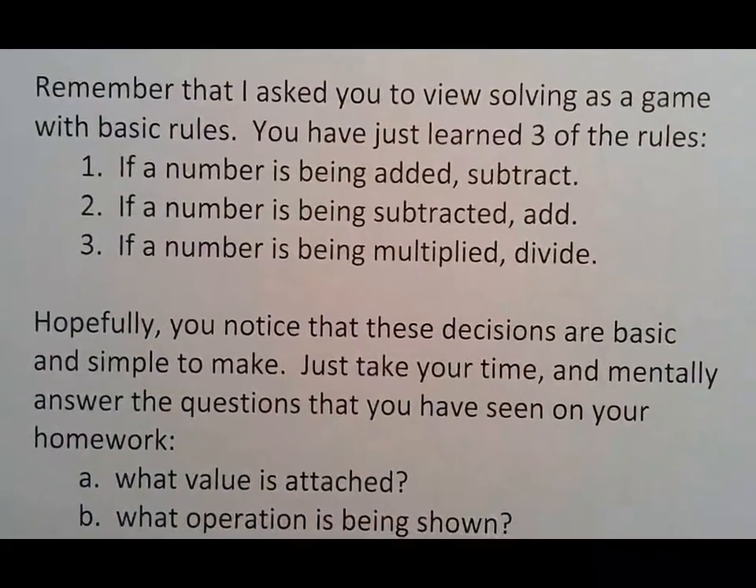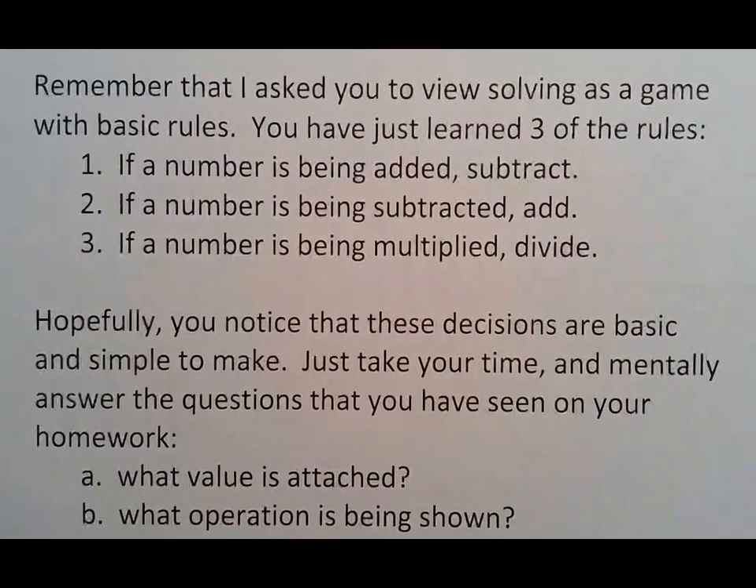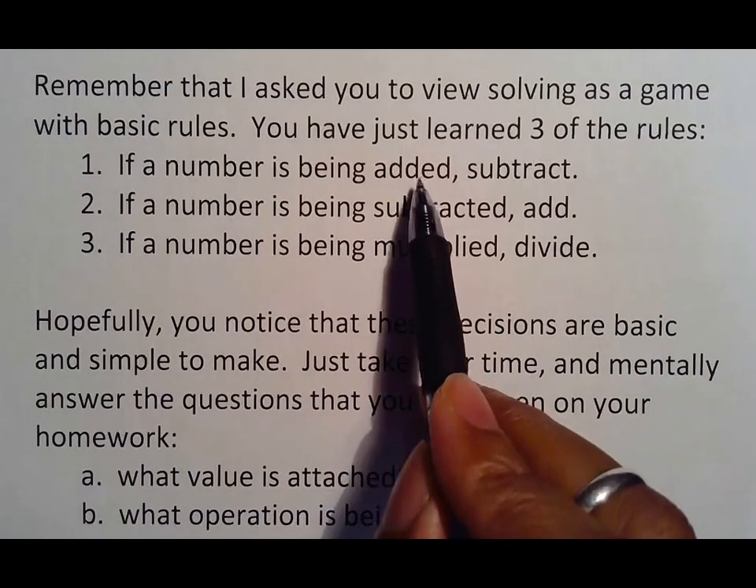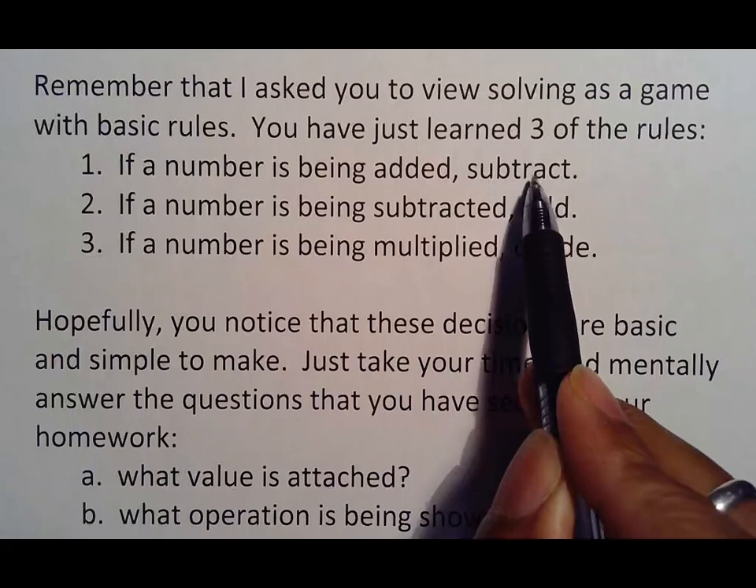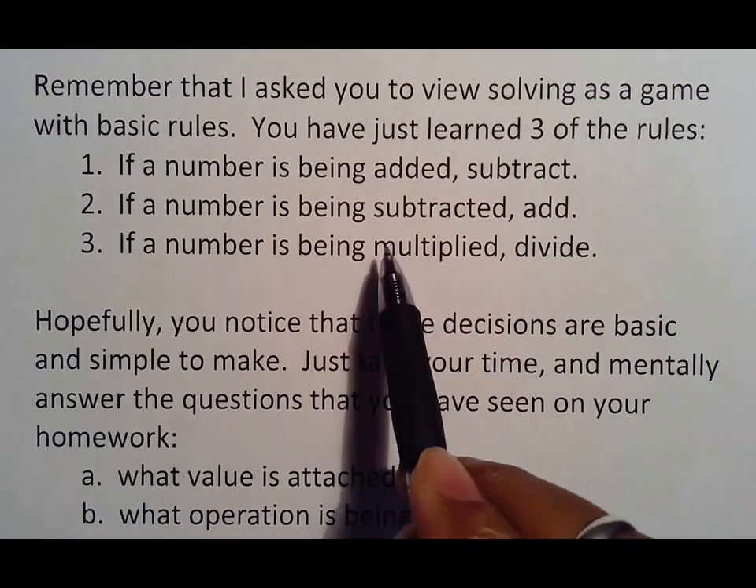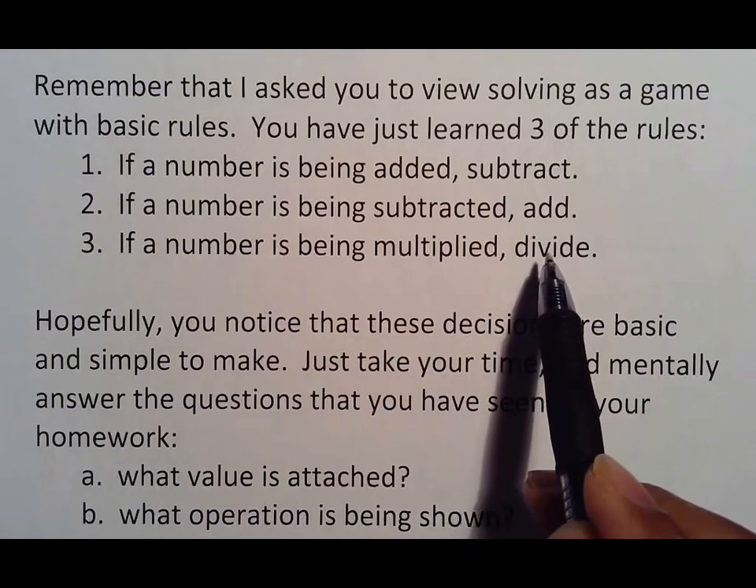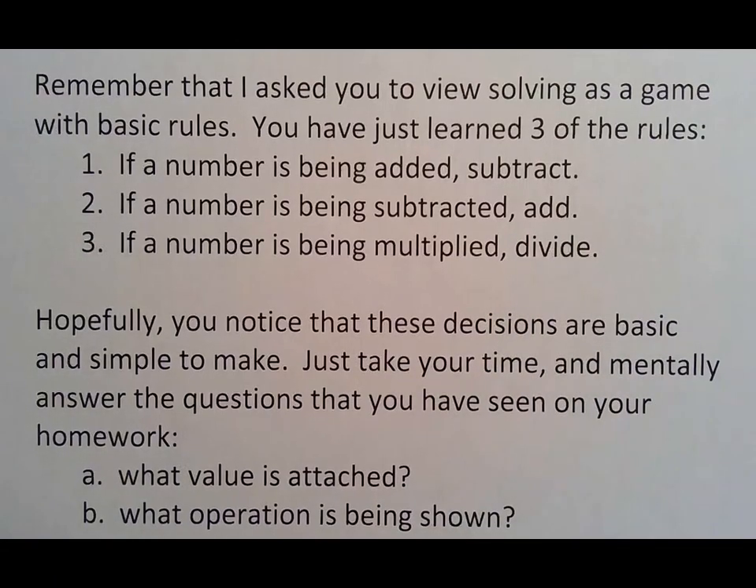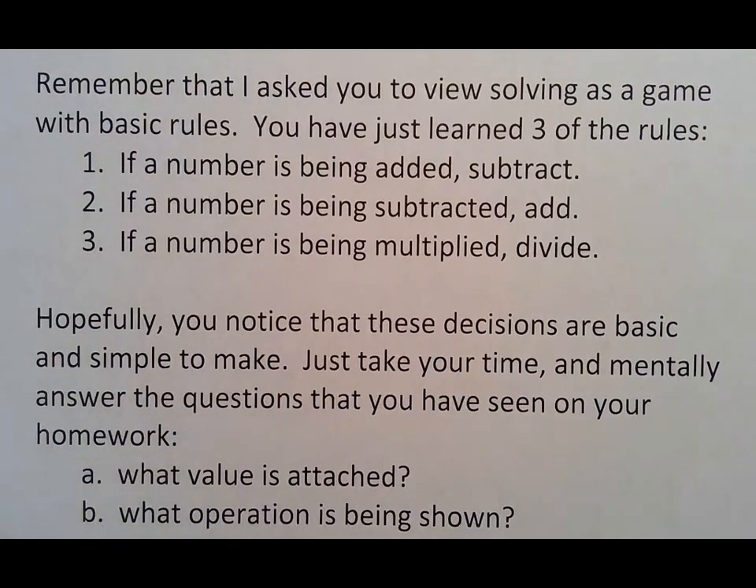Remember that I asked you to view solving as a game with basic rules. You just learned 3 rules. If something's being added, subtract, that's rule number 1. If something's being subtracted, add, that's rule number 2. If a number's being multiplied, divide, that's rule number 3. Hopefully you notice these are, again, basic and very simple decisions.